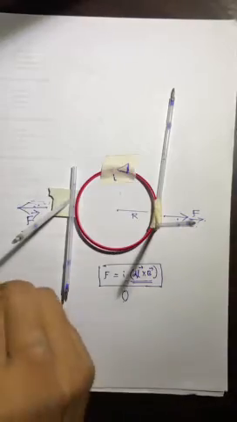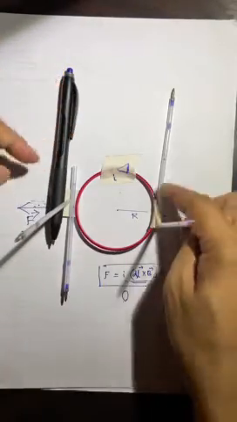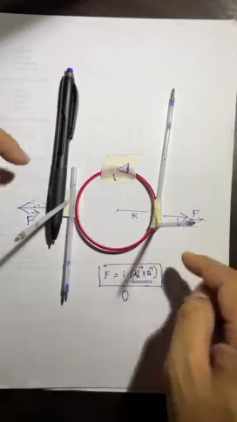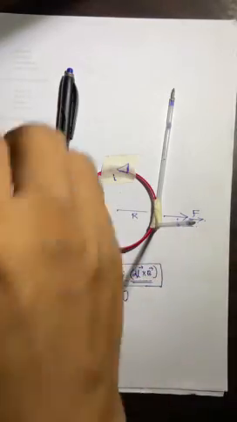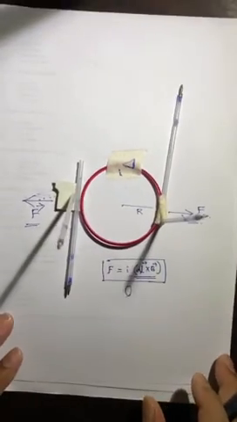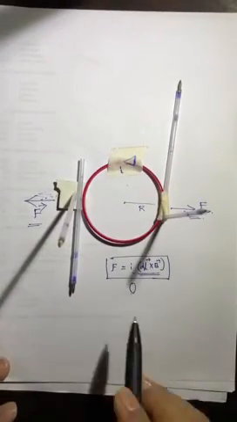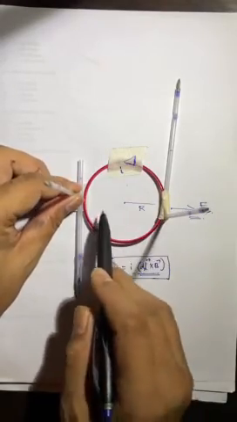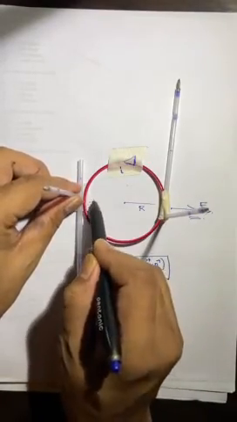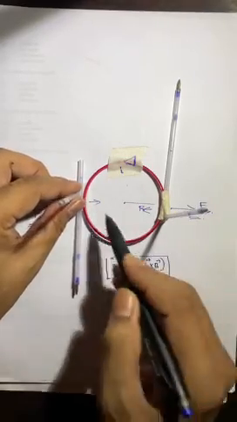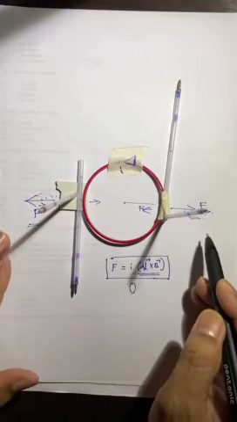But if it happens to be the same direction, if current goes in this direction and this direction, then these two forces will attract. There is also another problem where we have seen that when current flows in parallel wires in the same direction, these two forces will attract, and if the current flows in the opposite direction, these two forces will repel.